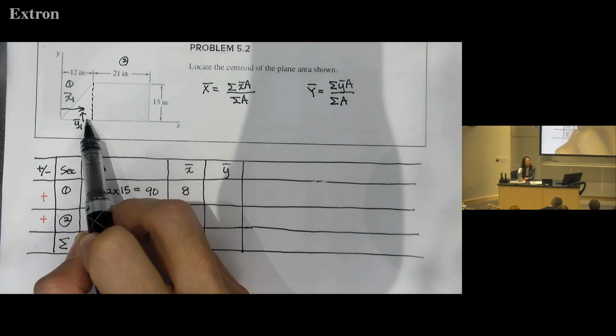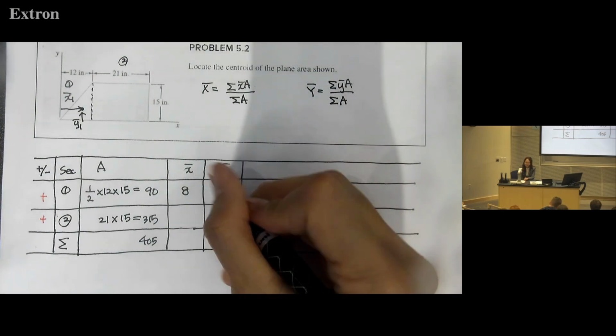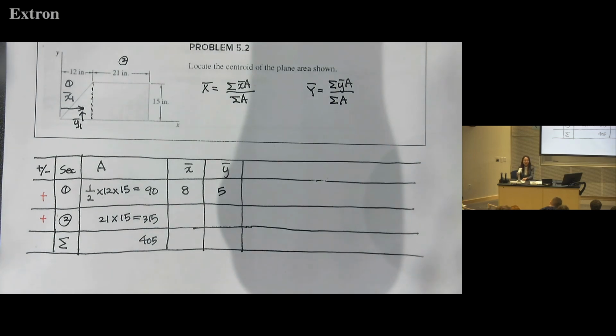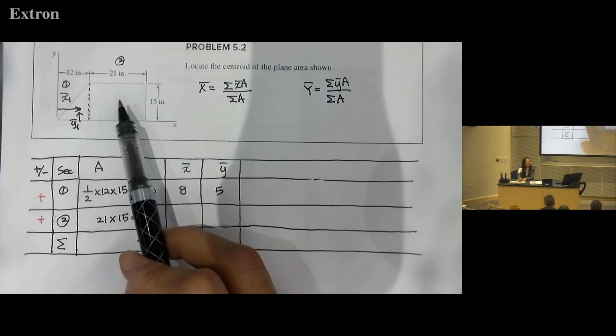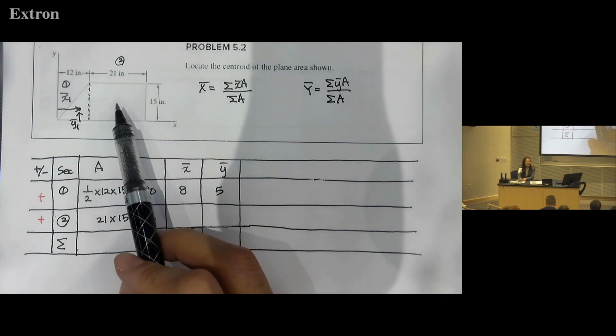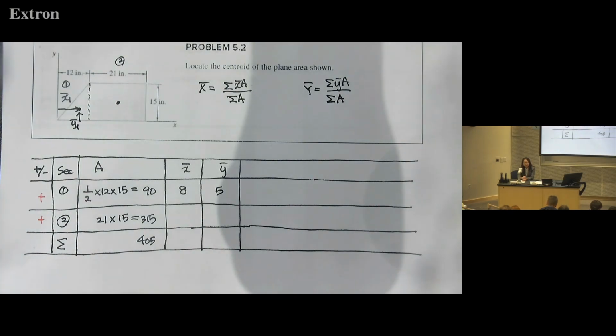And then now what is Y bar 1? Shorter side. 5, yes. Okay, so we found X bar and Y bar. And then move on to the second shape here, rectangle. And then the centroid, we know it's halfway, right? So I use a different color.